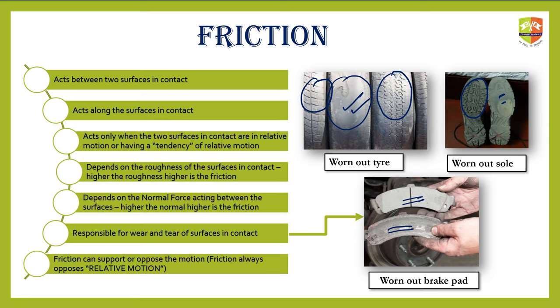And friction doesn't always oppose motion. Yes, it definitely opposes relative motion, but it also facilitates some motion, right? Relative motion, it will always oppose. But otherwise, there are cases where friction has facilitated motion. We saw that example where walking is facilitated because of friction only. And similarly, vehicles move on the road because of friction only. So these are the cases where friction actually facilitates motion. But if you see the relative motion of the tire or the sole with respect to the ground, it's always opposed. And because of that phenomenon only, we are able to walk or drive a vehicle, right?